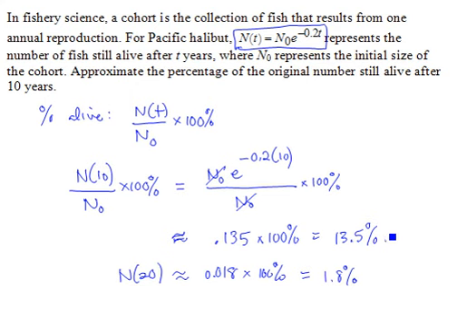So thinking about this in the context of the problem, after 10 years, about 13.5% of the original cohort would still be alive. After 20 years, only about 2% of that cohort would still be alive.